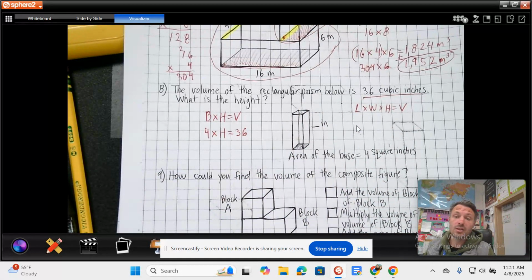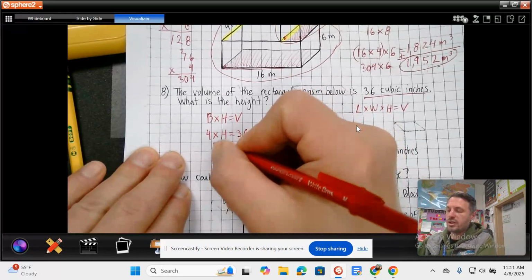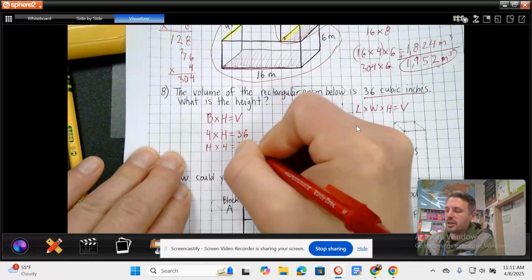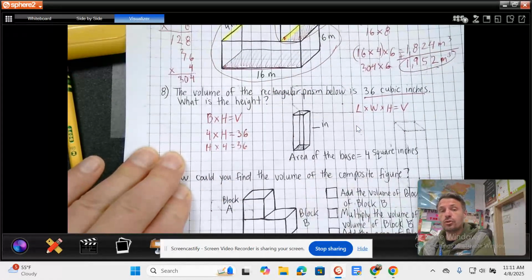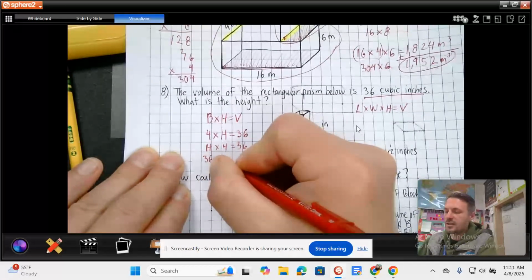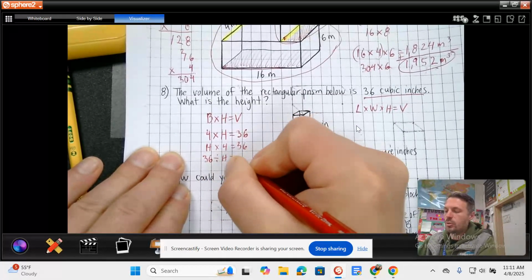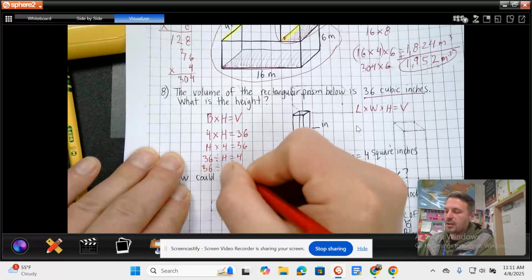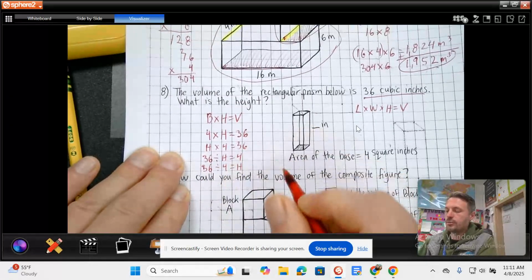Now a lot of you know that just by looking at it because it's one of your times tables. But let's say that you didn't. You can use fact families. If it's true that 4 times h equals 36, it's also true that h times 4 equals 36. If that's true, it's also true that 36 divided by h equals 4. And if that's true, it's also true that 36 divided by 4 equals h.